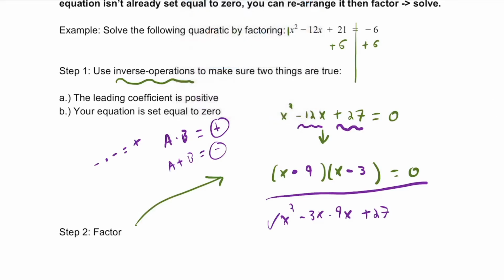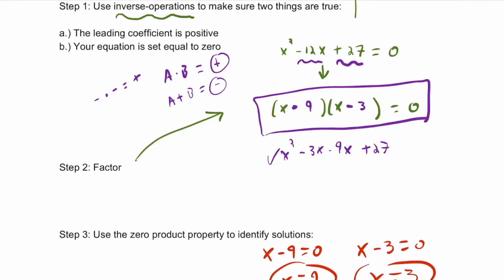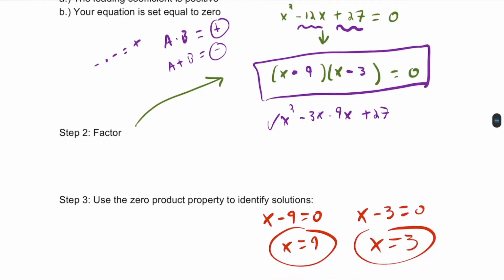Those parentheses are much easier to look at and identify the solutions via the zero product property. One solution is when x minus 9 equals 0, which will just be when x equals 9. The other solution will be x minus 3 is 0, which is when x is equal to 3. So those are the two solutions to our original equation.